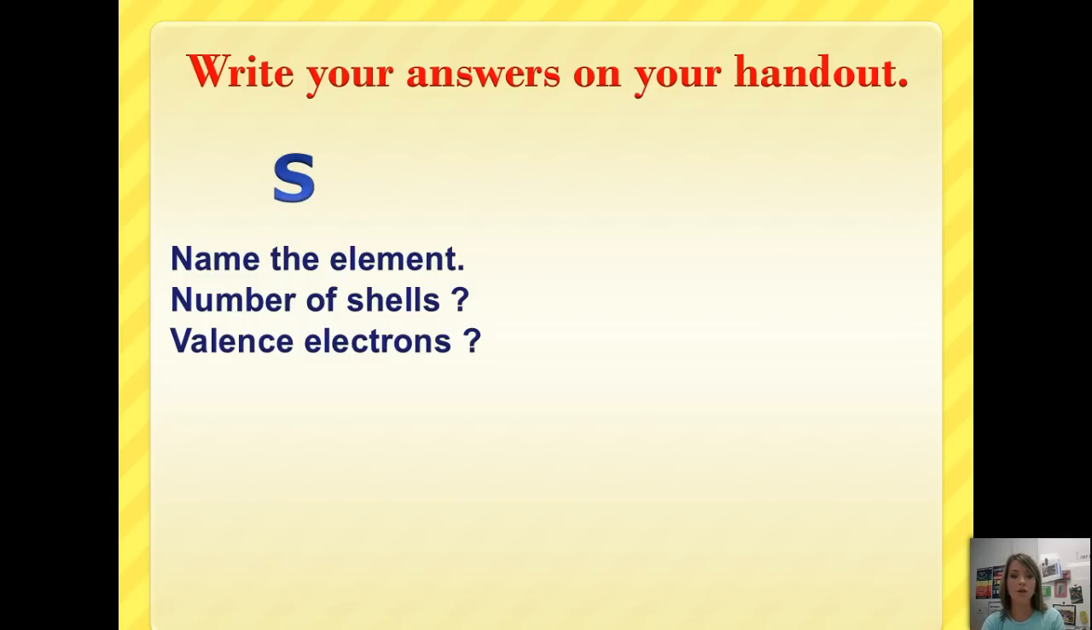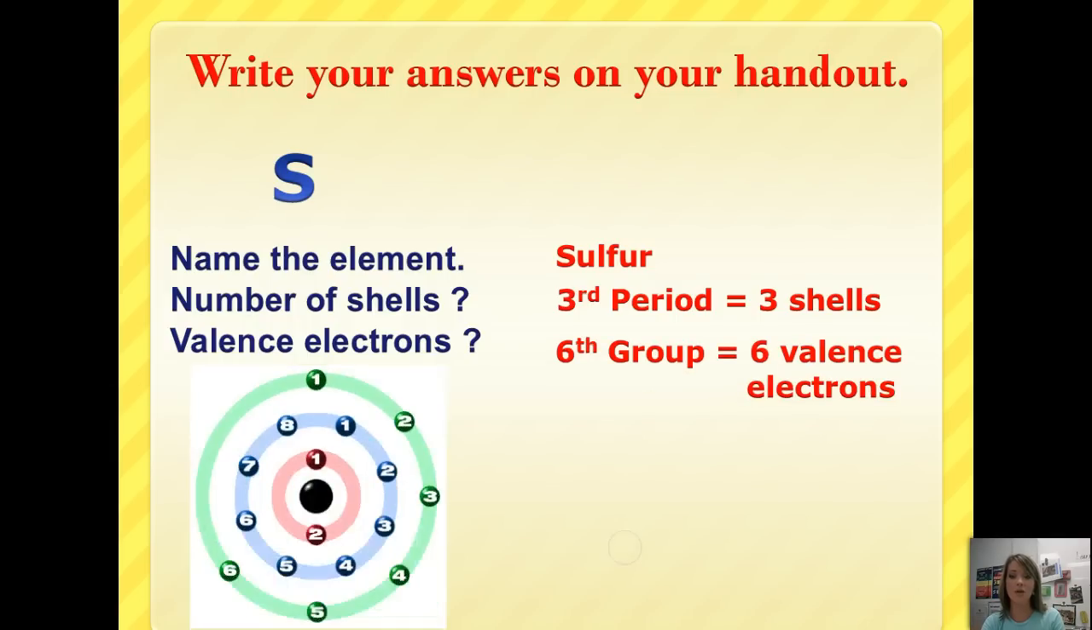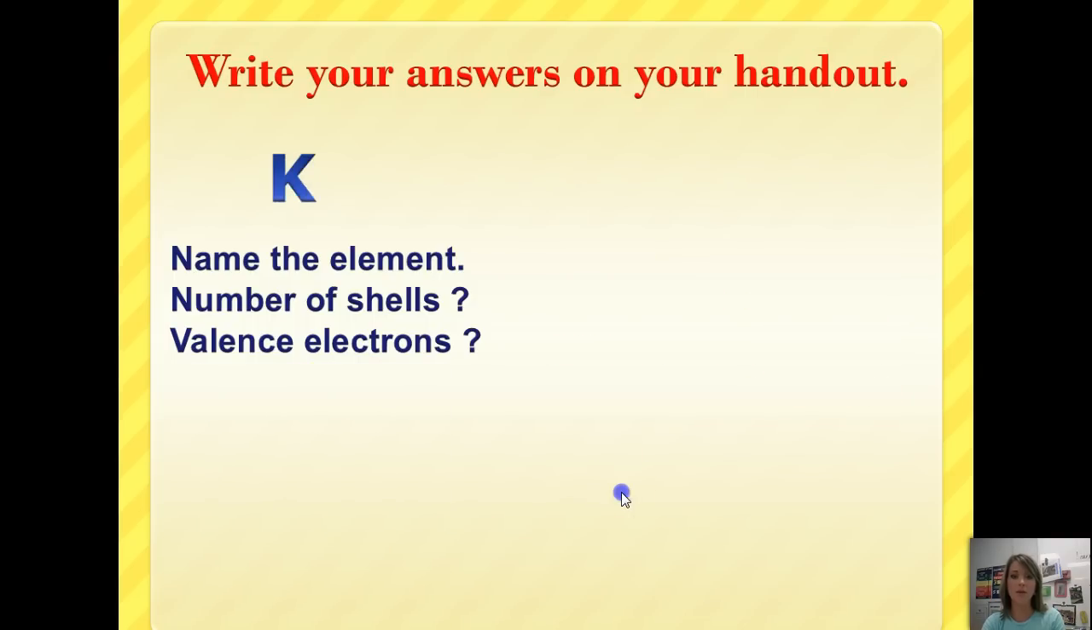Once again, pause your video, see if you can figure out the name for S. You should have said that S is sulfur. Sulfur is found in the third period, so it has 3 energy levels. It's found in the 6th group, so it has 6 valence electrons. And here we can see our 3 energy levels and the 6 outside electrons.